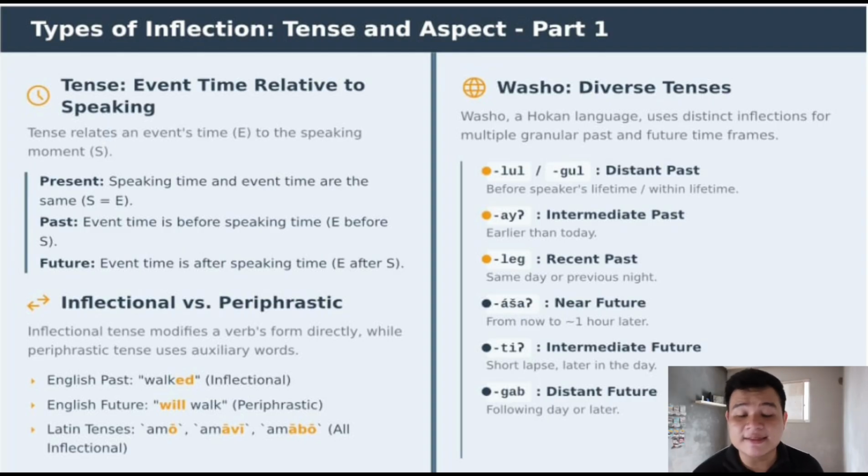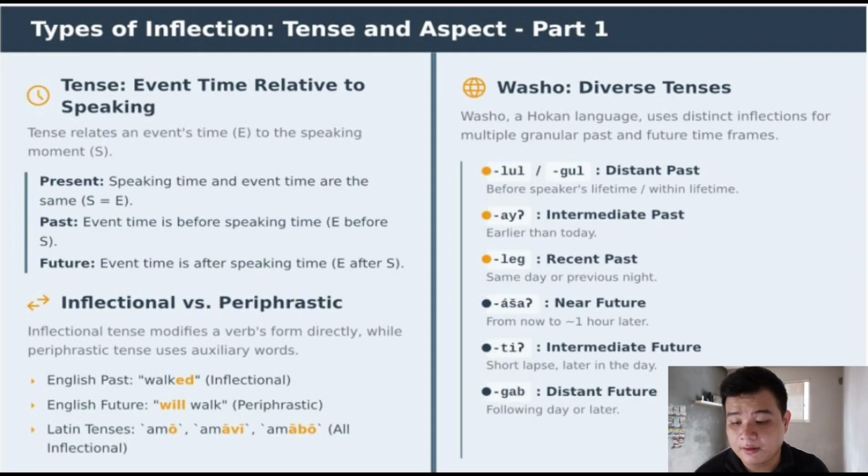Languages show tense in different ways. Some use inflections where the verb changes form. Example, walk, and for past tense, walk with -ed. Others use periphrastic constructions, meaning they use extra words like will or have. Example, will walk, have eaten. Aspect is another idea that relates to how an action unfolds in time, but this slide focuses more on tense.